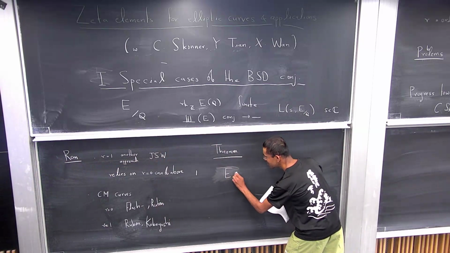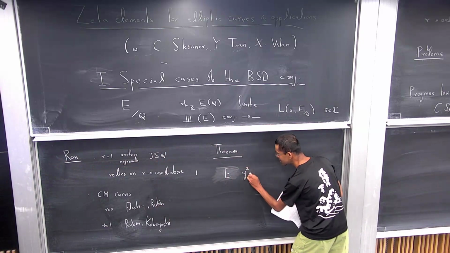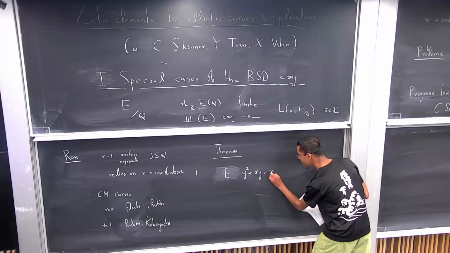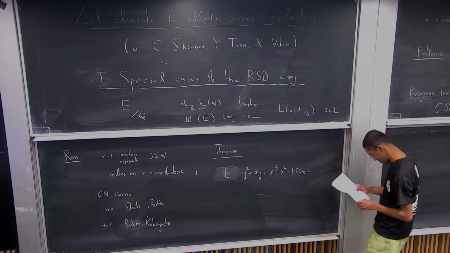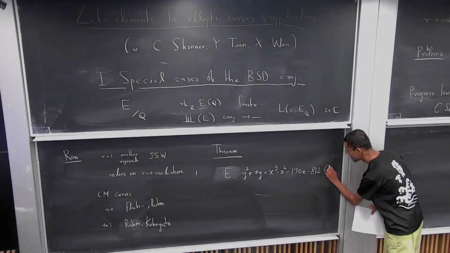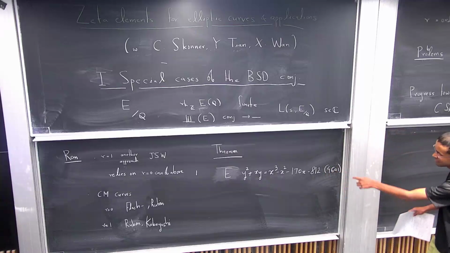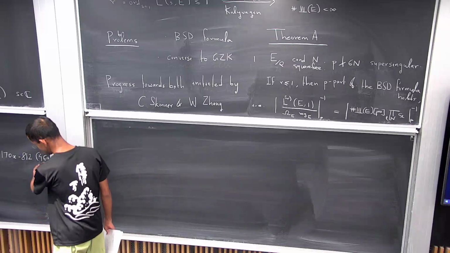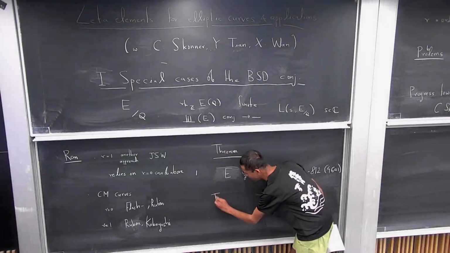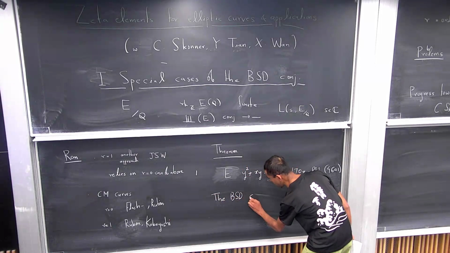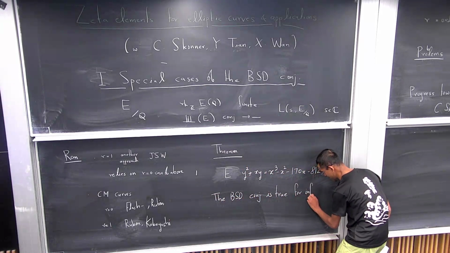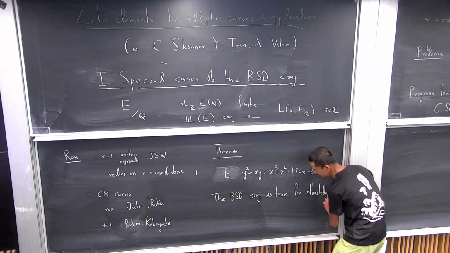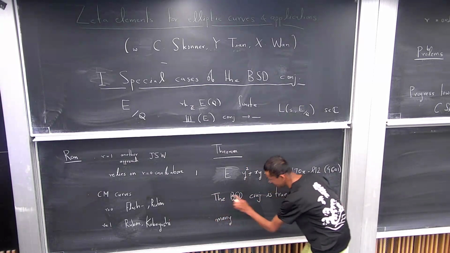This is curve 46a1 in the LMFDB. You could take this particular semi-stable curve, which has rank 0. And yeah, this BSD conjecture is true for infinitely many quadratic twists of E.